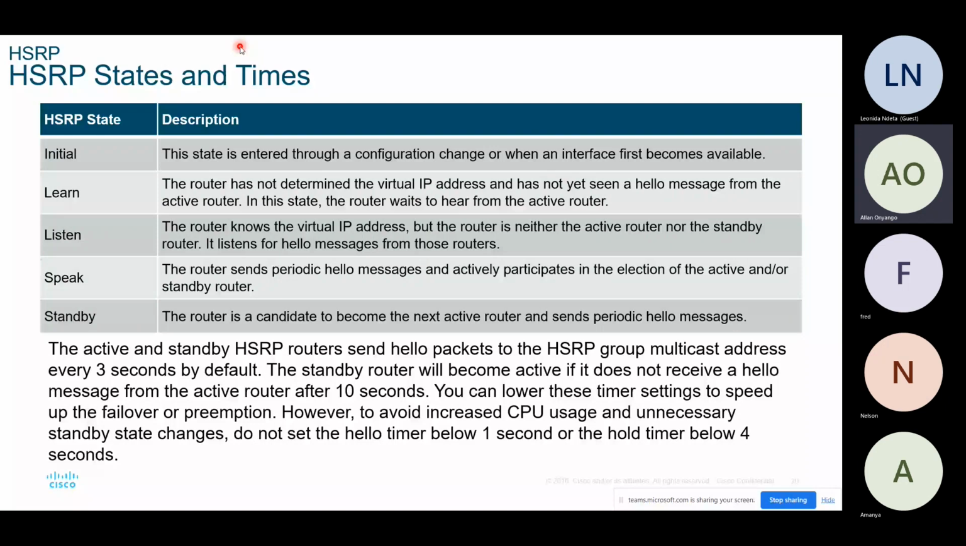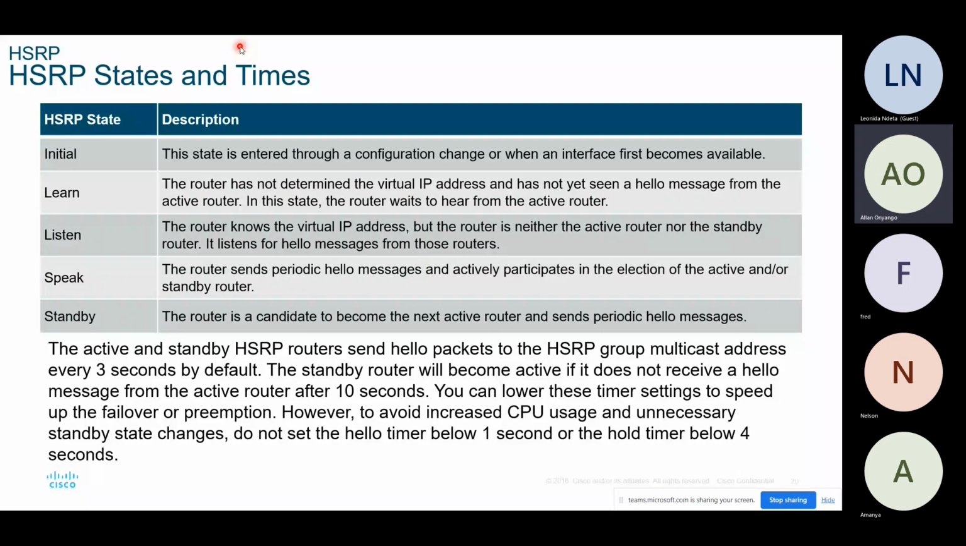Then we go to the speak state, where the router is now periodically sending hello messages, and this is the point when the election takes place to elect who becomes the active and who becomes the standby. And finally, at the standby state, the router is a candidate to become the next available active router and sends periodic hello messages. It is important to note that both the active and standby routers normally send hello packets to their neighbors after every 3 seconds by default.